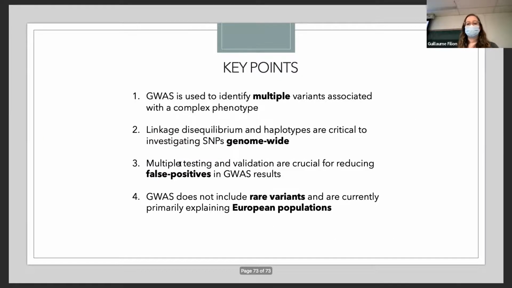Okay, that's it. Key points of today. We talked about how GWAS is used to identify multiple variants associated with a complex phenotype. We talked about linkage disequilibrium and haplotypes, which are critical to investigating these SNPs genome-wide. Multiple testing and validation are crucial for reducing false positives in GWAS results. And GWAS does not include rare variants and currently primarily explains European populations. So that's all from me. Any final questions from this lecture?